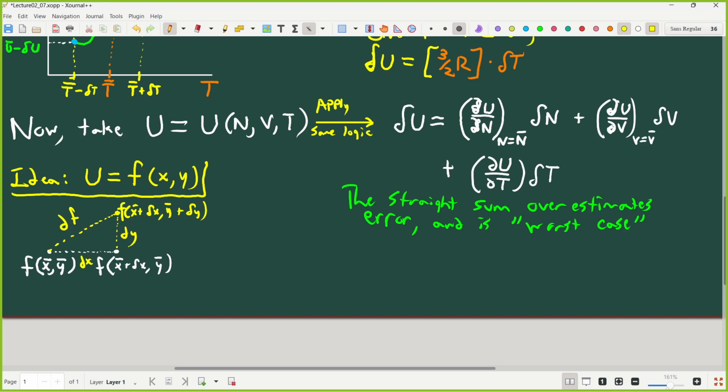So instead of taking a straight sum, we're going to take a sum of squares. We're going to use the Pythagorean theorem. Of course, in multiple dimensions, you're building these multidimensional right triangles. But really, the real relationship between the change in the function and the change in its variables is the sum of the squares of the changes in the variables.